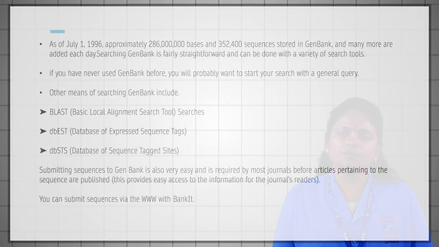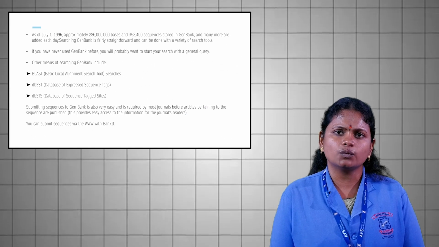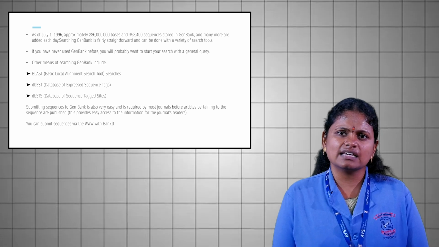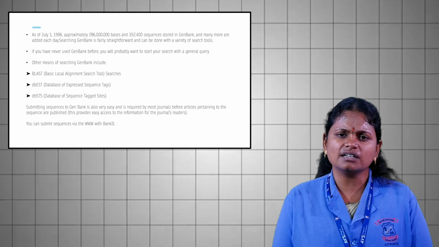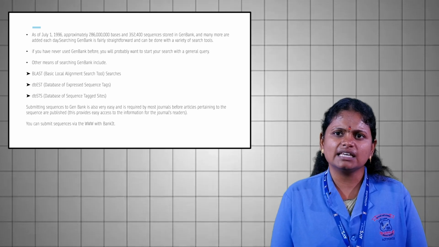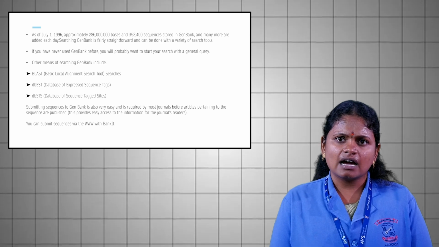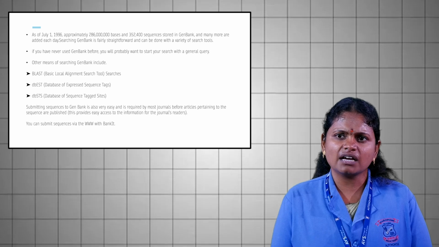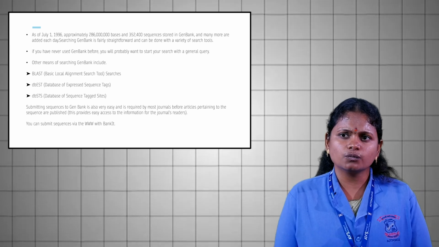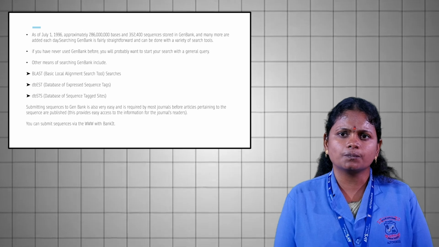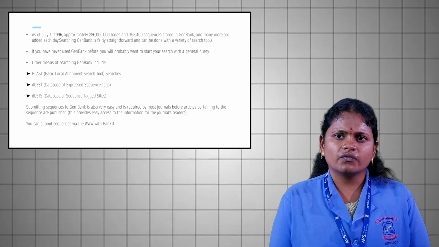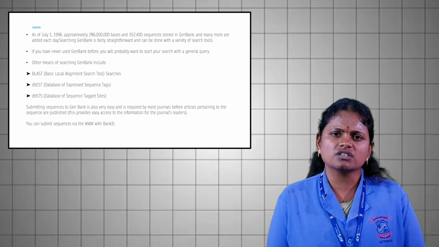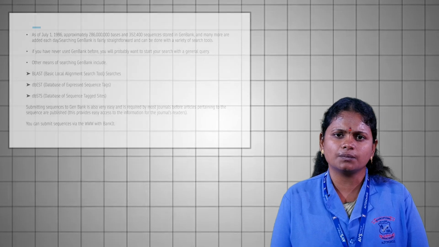Next, GenBank has many tools available. First BLAST and FASTA, and the database EST. BLAST is the Basic Local Alignment Search Tool, and the database EST is expressed sequence tags and STS, sequence tagged sites. Submitting a sequence to GenBank is very easy. Most journal article sequences are published there. First, journals have readers, then researchers, and it is the best tool for sequence alignment.